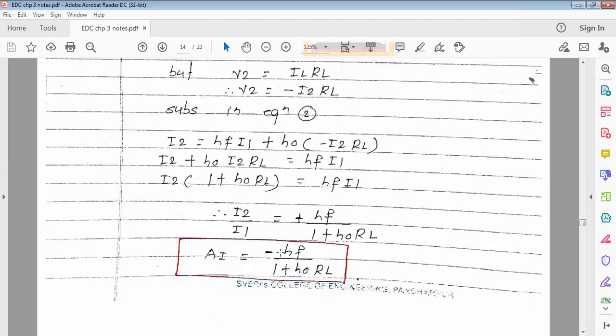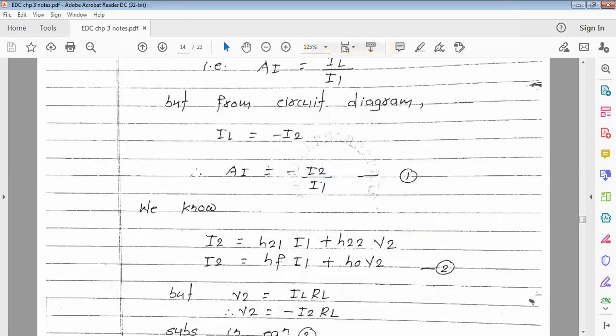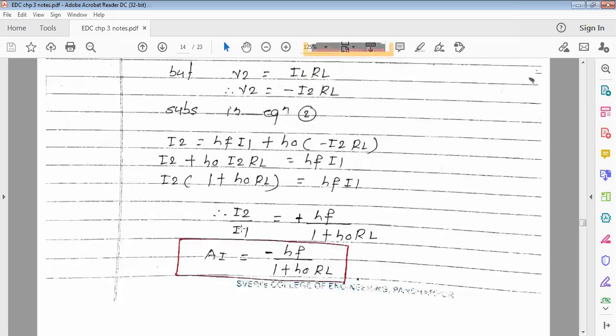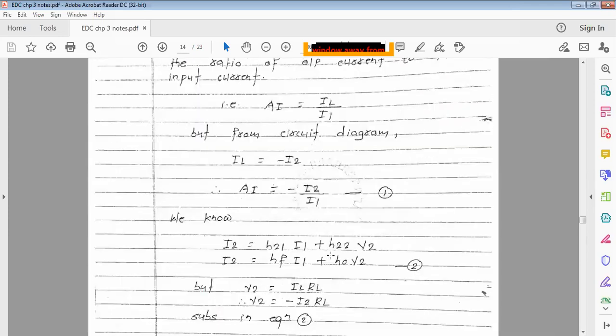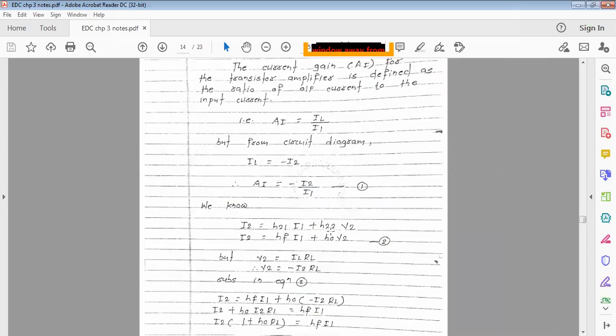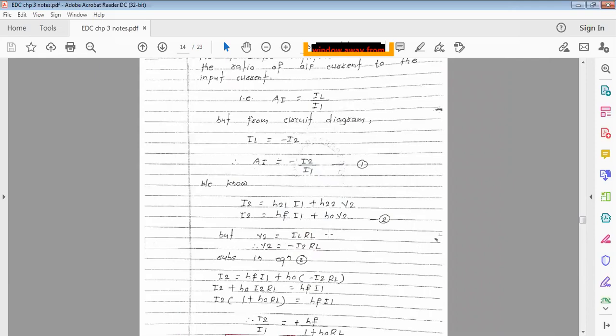Why is this minus sign there? Because AI is nothing but minus I2 upon I1. So this is the value of only I2 upon I1, so we have to multiply it with a negative sign: minus HF upon 1 plus HO into RL. Once again, everyone has to go stepwise through these slides and tell me which term you are not getting.